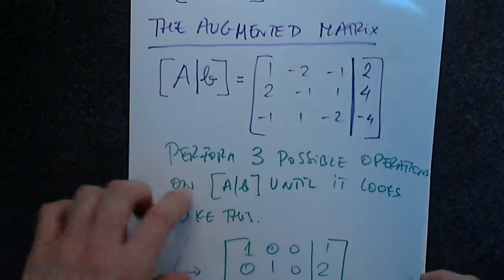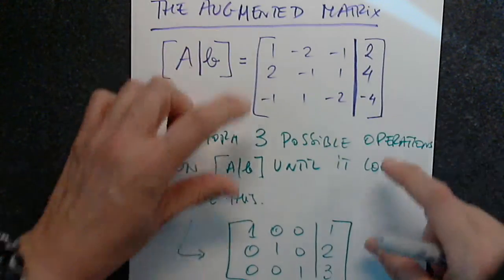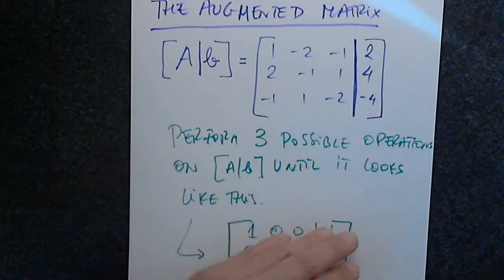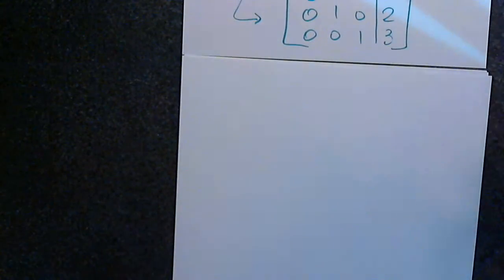So now let's talk about those 3 possible operations, and then let's see step by step how we change this into this, and that will be the end of chapter 6. That's the only thing we do here. Okay. Ready?